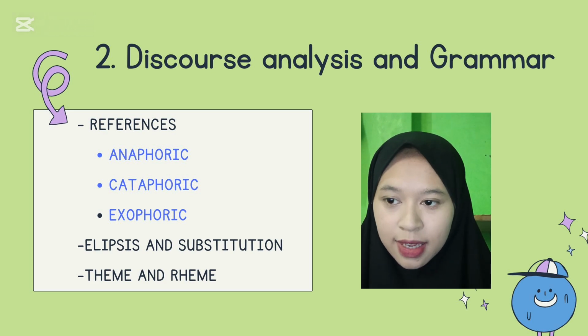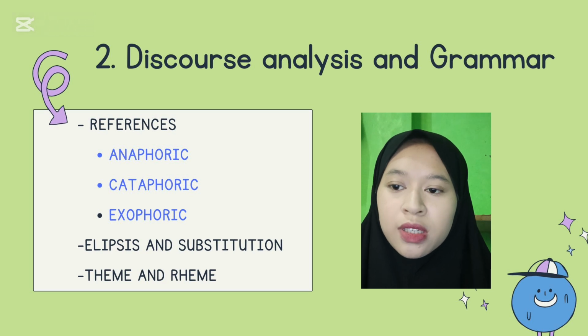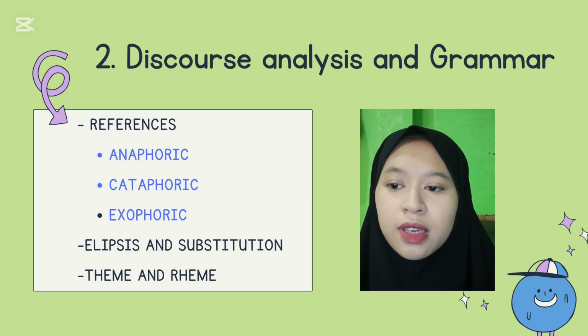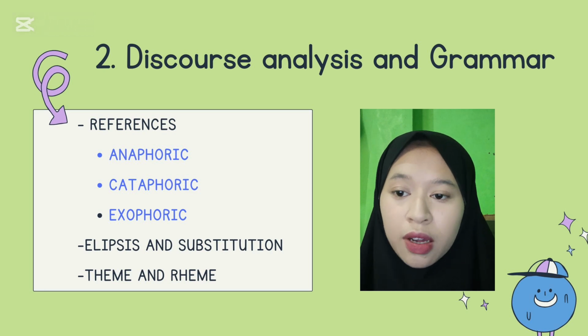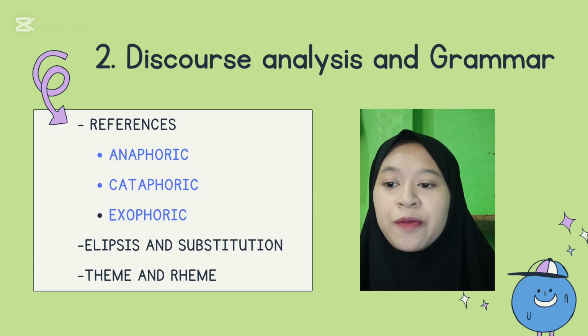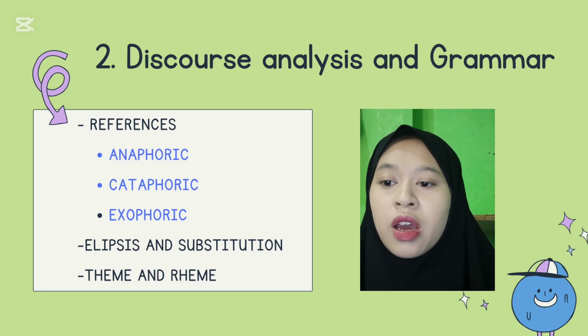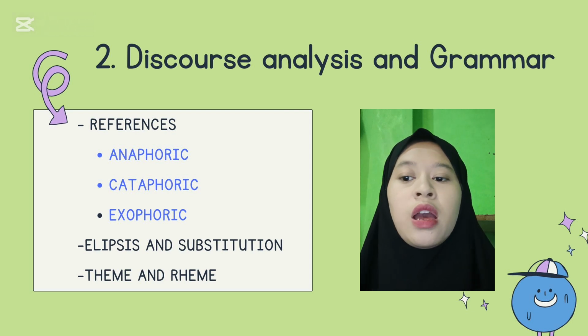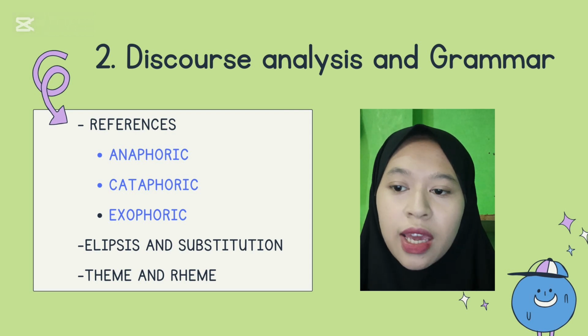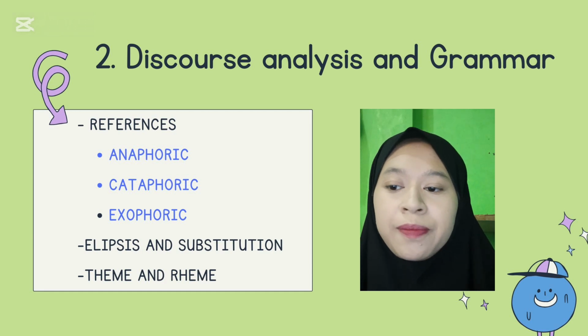The next is ellipsis and substitution. Ellipsis is the omission of words that are understood from the context. For example, she likes coffee and he does too. For substitution, replacing a word or phrase with another. For example, I'll have the chicken and she'll have the same.